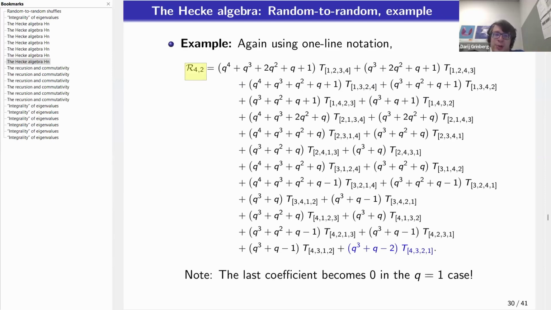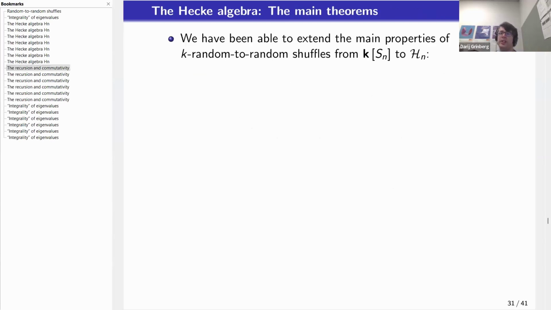And here is an example. This is R for 2. Remember how R for 2 used to contain every permutation except for 4, 3 to 1? Well, now it even contains 4, 3 to 1. It's just that the factor becomes 0 when Q is 1, which is how you recover the usual symmetric group algebra.